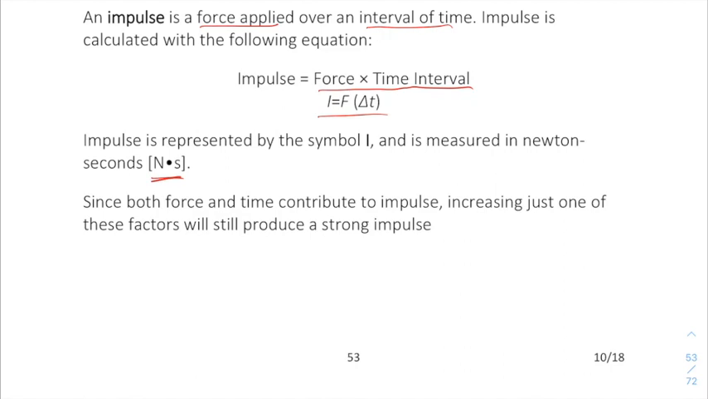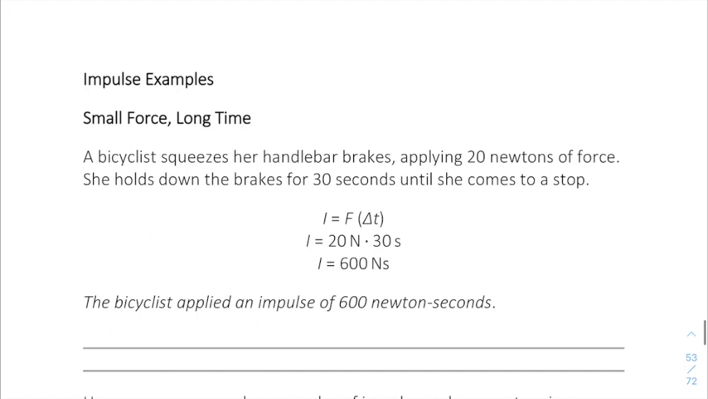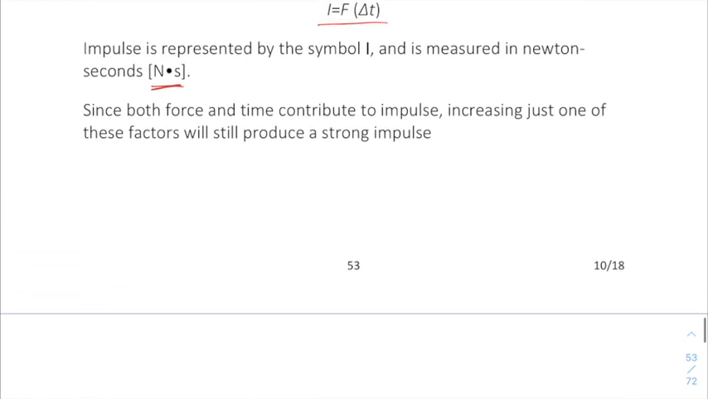Since both force and time contribute to the impulse, increasing just one of these factors will still produce a strong impulse. So let's consider some ideas around this. We're really thinking about the idea of an impulse where you could either increase the force to get a better impulse, or you could increase the time.